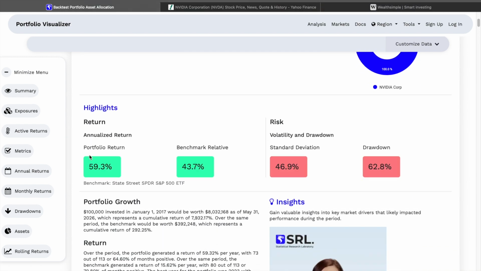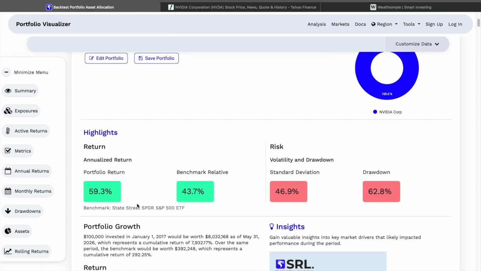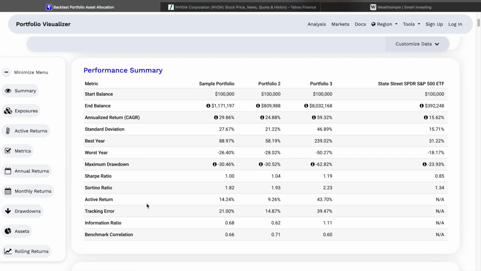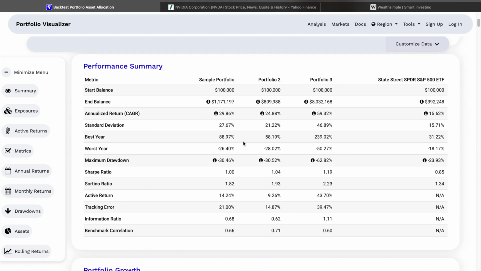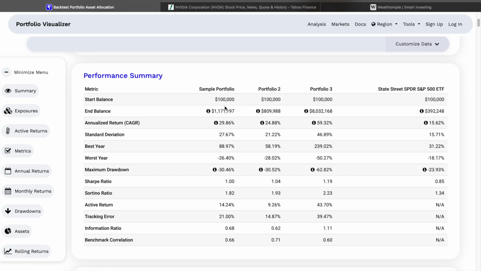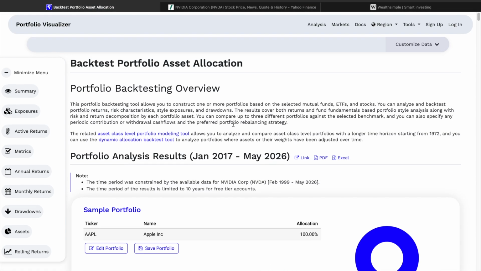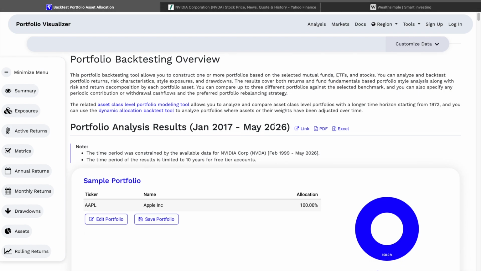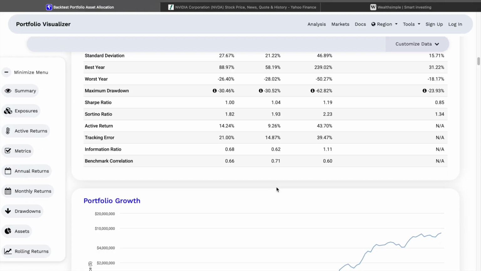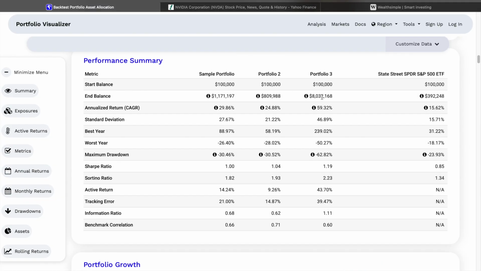And NVIDIA, right? So NVIDIA is 59.3%. All right, so as you can see here, so as mentioned before, Apple is sample portfolio. That's portfolio number 1. Portfolio number 2 is Microsoft, and then portfolio number 3 is NVIDIA. So $1.1 million is what you would have if you had invested $100,000 into Apple from January 2017 to May 2026. Same thing for Microsoft and same thing for NVIDIA. If you had invested that same $100,000 into the SPY, it'd be $392,000.